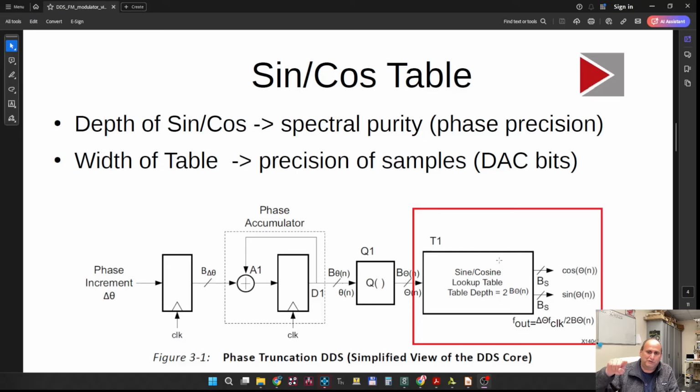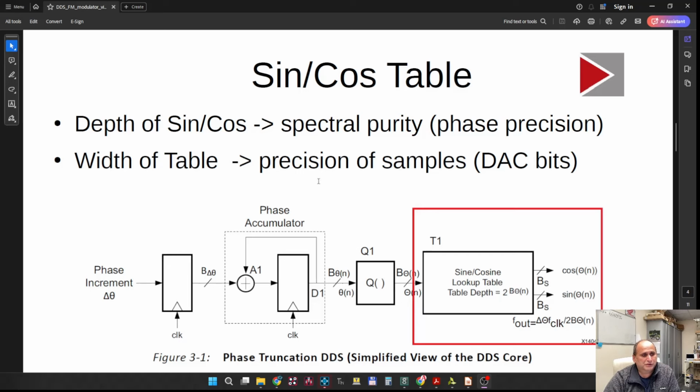We have a quarter of a wave. We know the next one is going to be symmetrical, and then the negative ones are symmetrical around the horizontal axis. So the table holds only a quarter of a full wave, and that's sufficient. But anyway, I won't go into details. Now, this dictates how nicely those values come out as a sinusoid, depending on the phase which is fed by the phase accumulator. Okay, next.